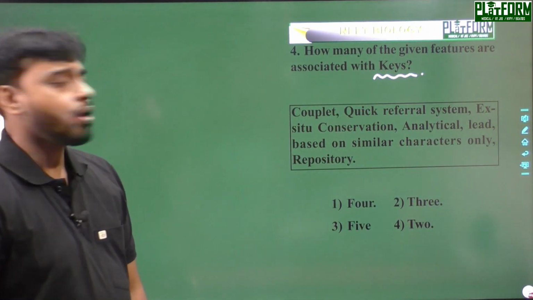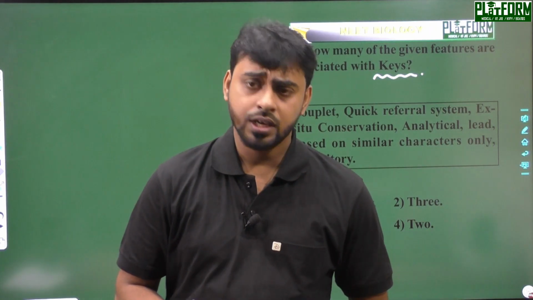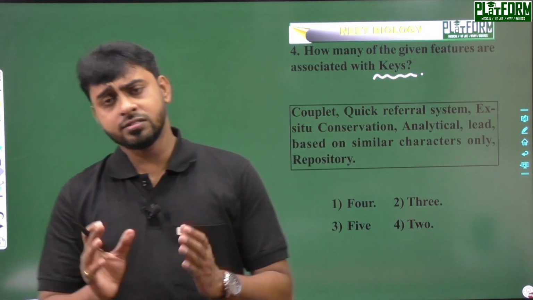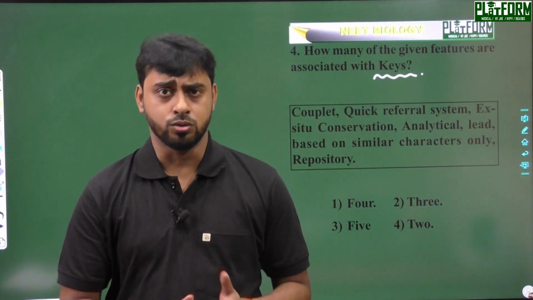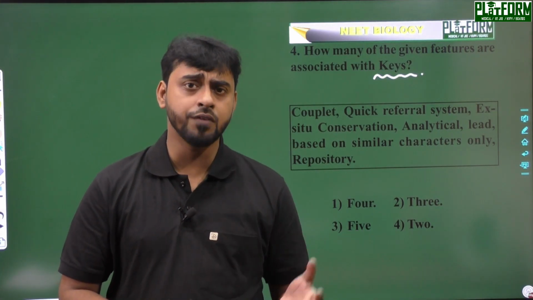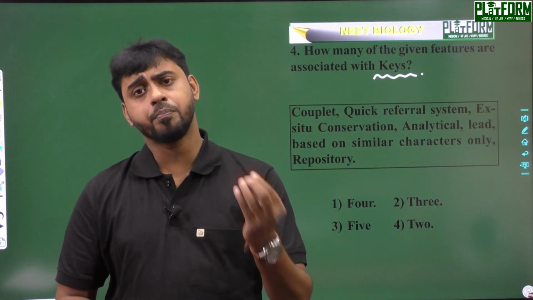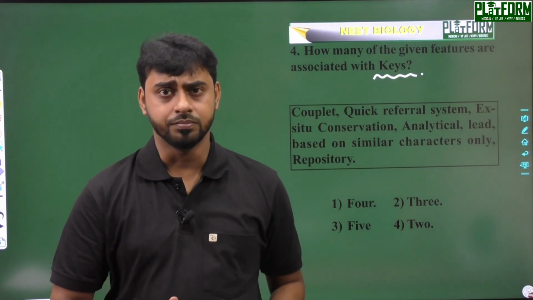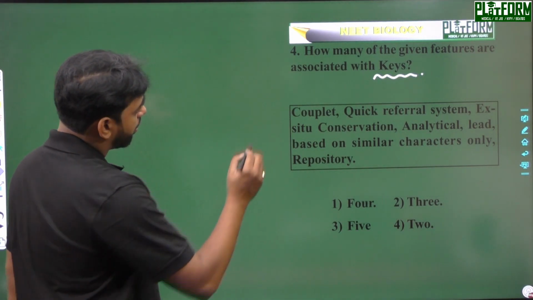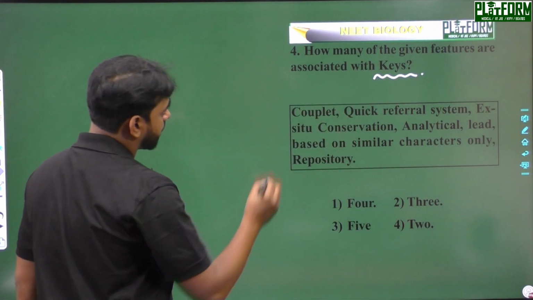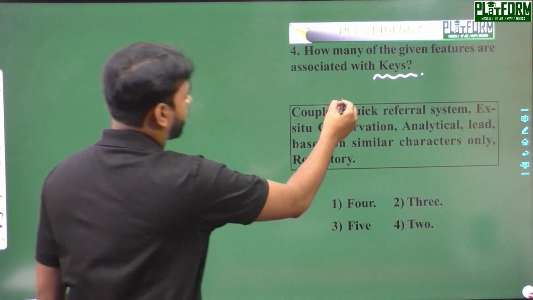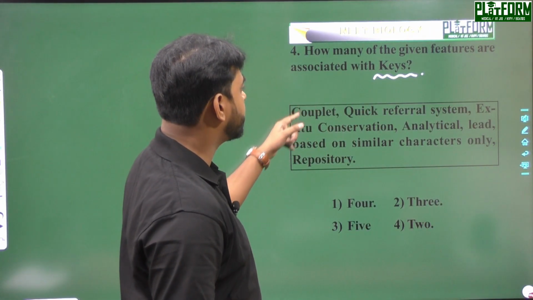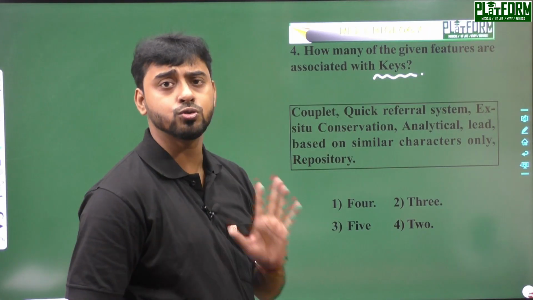Fine. What is actually the key? The key means this is an identification tool. With the help of a key, we can identify a particular organism. Now, for key, how many of the following words given in the box are true?